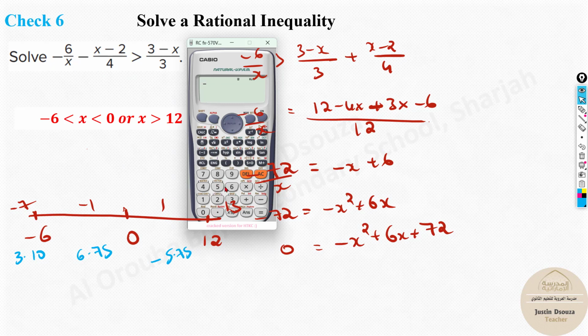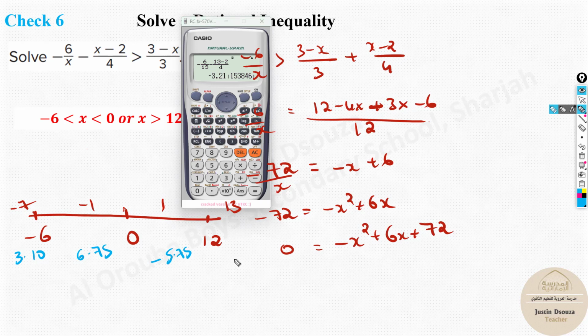All I will do over here is minus 6 divided by the x value over here. The value considered is 13. Because it's the last value, I just write it as it is, and it'll be minus 13 minus 2 by 4, and the answer over here is minus 3.12. So over here I should write minus 3.221.